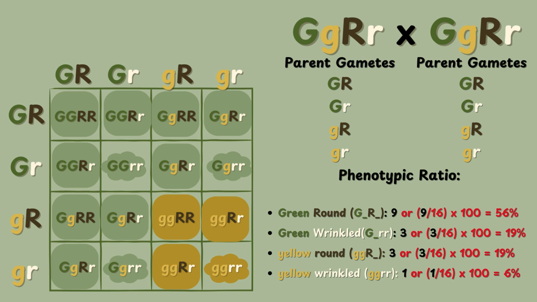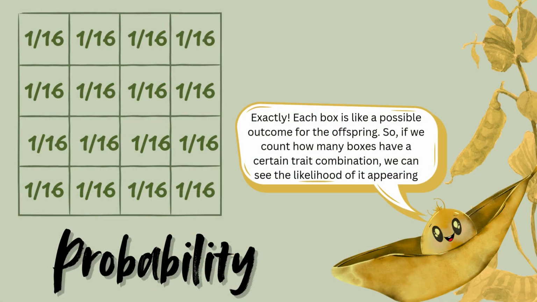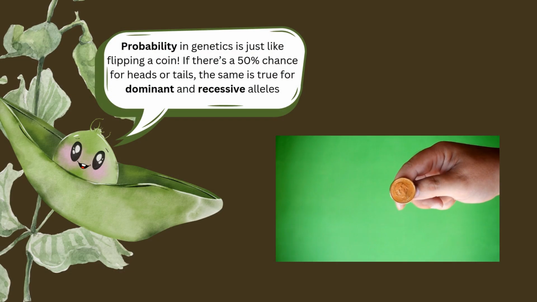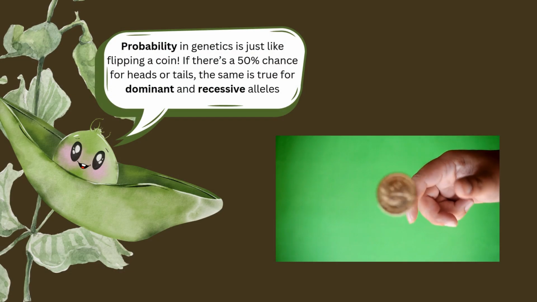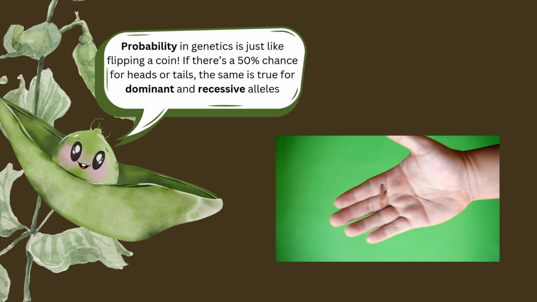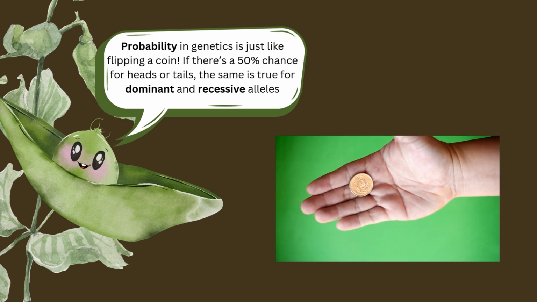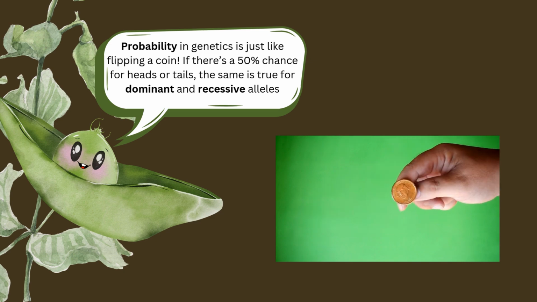And because Punnett squares show all the possible combinations, they also tell us the probability of each trait showing up. Exactly! Each box is like a possible outcome for the offspring. So, if we count how many boxes have a certain trait combination, we can see the likelihood of it appearing. Probability in genetics is just like flipping a coin. If there's a 50% chance for heads or tails, the same is true for dominant and recessive alleles.